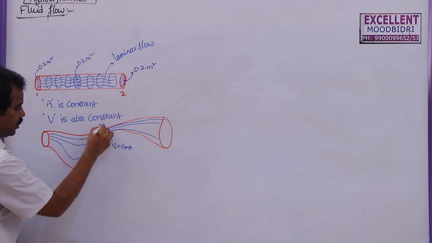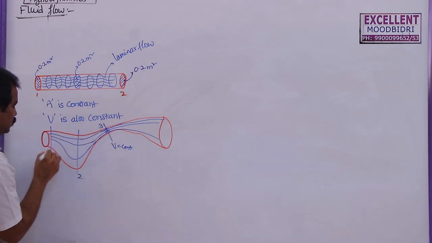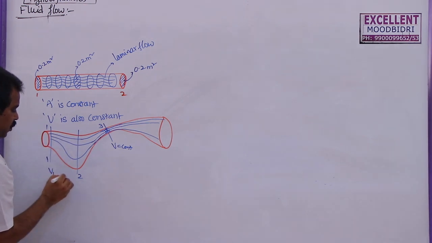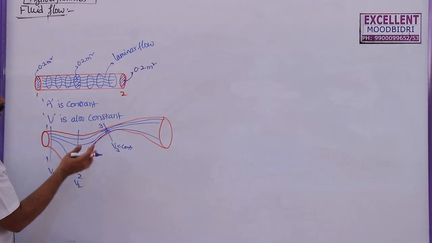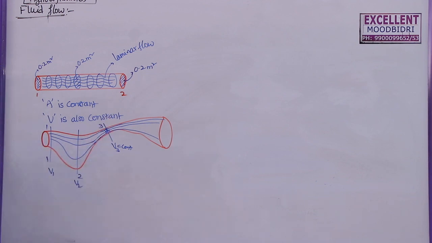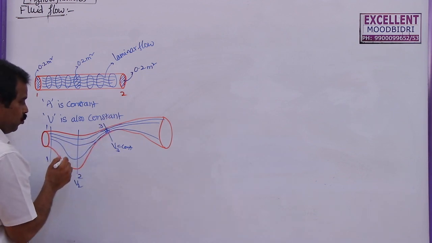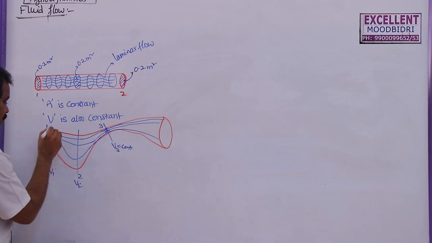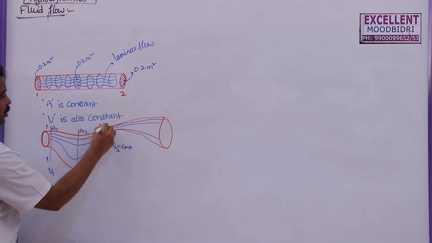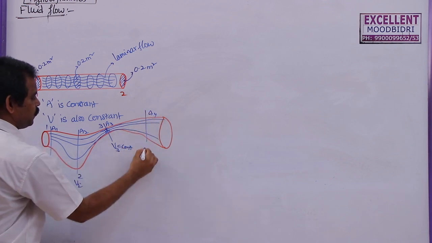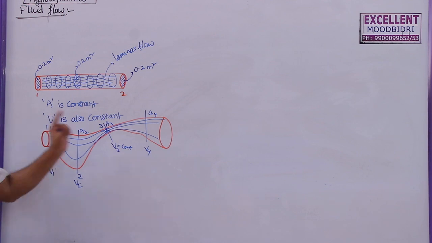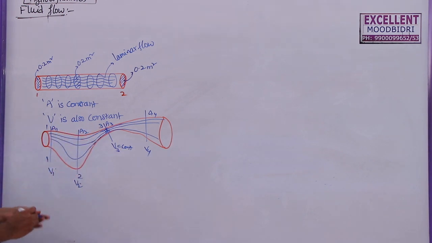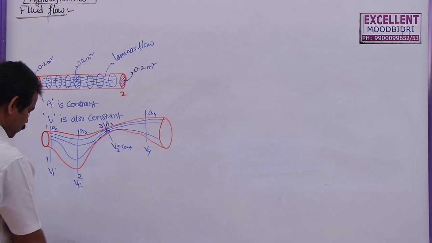So let me take this point as 3, this point as 2, this point as 1. So at different points it has a different velocity, but at a given point it maintains that velocity. If it maintains that velocity, then we can say this is also laminar flow only. Now here velocity is changing. Here area of cross section A1, this is A2, this is A3, this is A4, velocity V4. Whenever the area changes, velocity will change, but at a given point velocity remains constant. That is the first fundamental rule for the laminar flow or streamline flow.